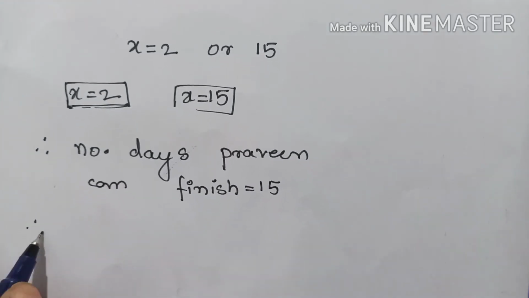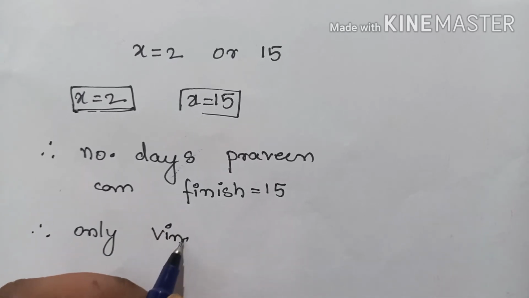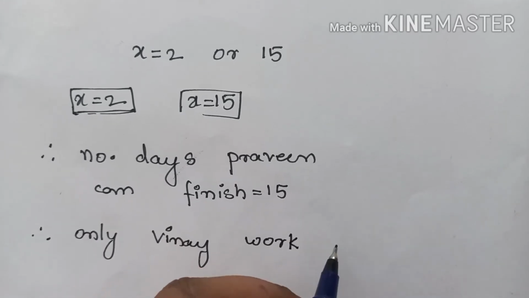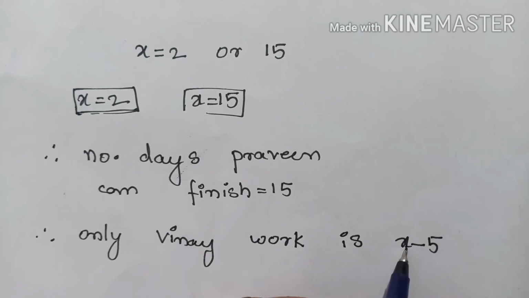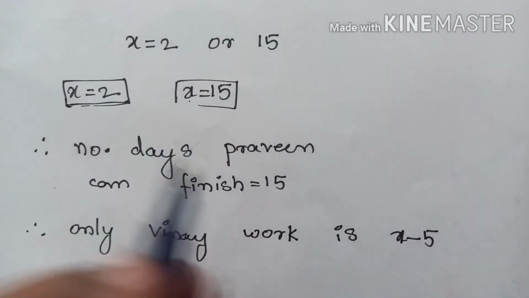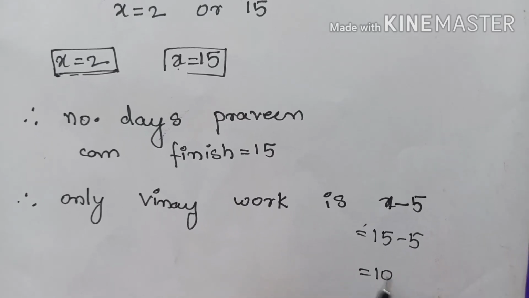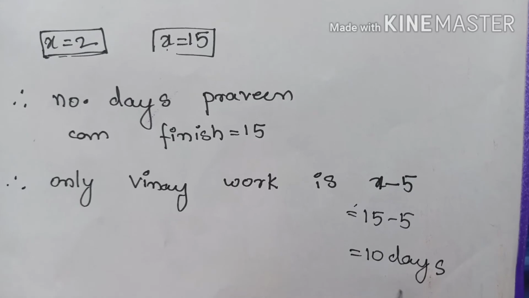They have asked only how many days Vinay can finish the work, which is x minus 5, and we have got the value of x, that equals 15. That is 15 minus 5, which is 10 days. So therefore Vinay can complete the work in 10 days.